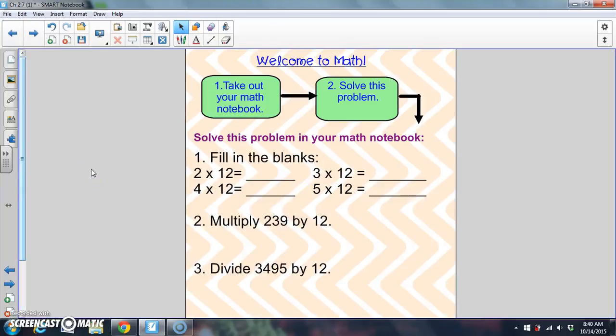Welcome to math. Please take out your math notebook and begin solving these three problems. You may pause the video and resume it or press play again once you have finished your work.